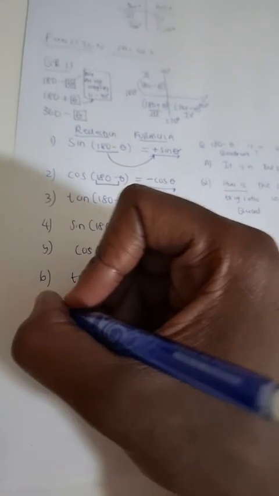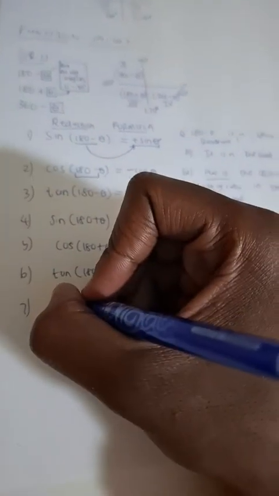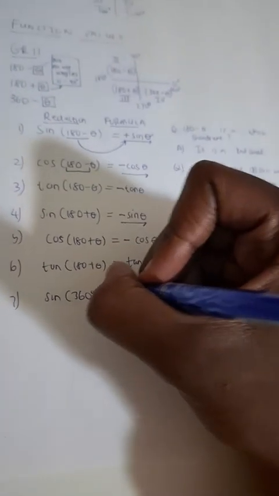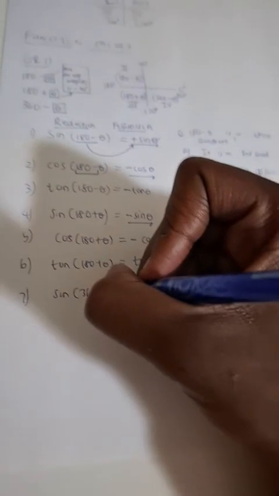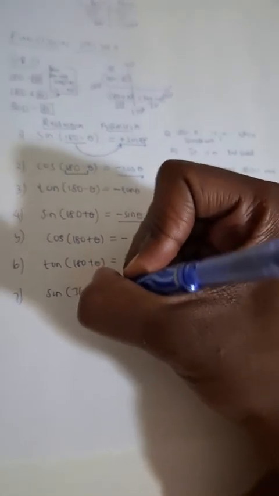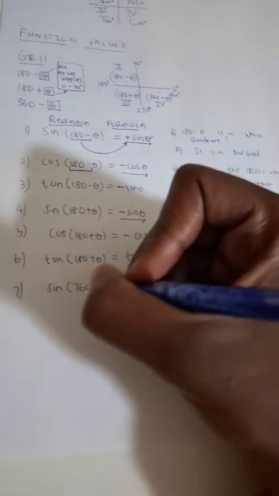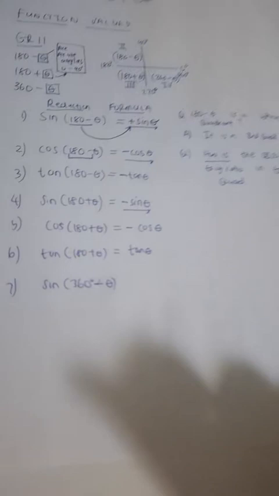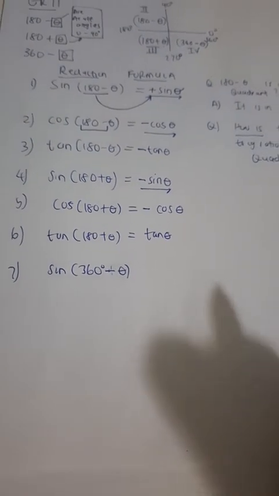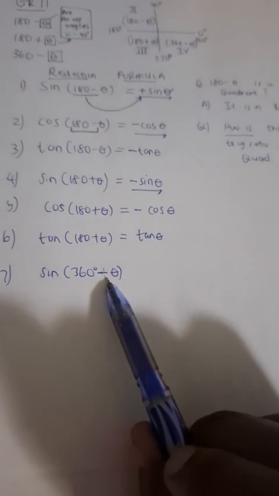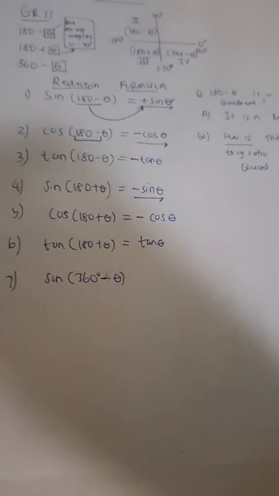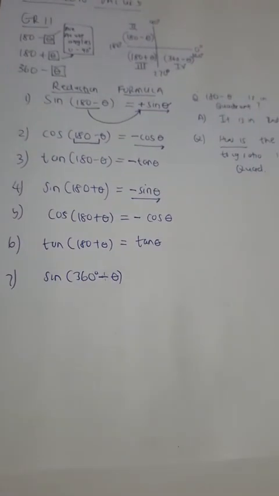Okay. And then I just want to look at the last function value. And then I'll call it a night for now until further notice, guys. Okay. Sine of 360 minus theta. Which quadrant is 360 minus theta?